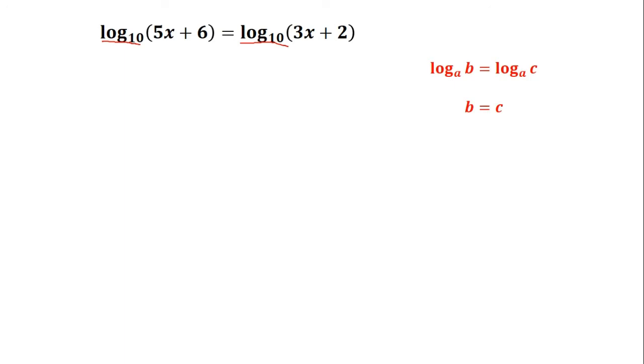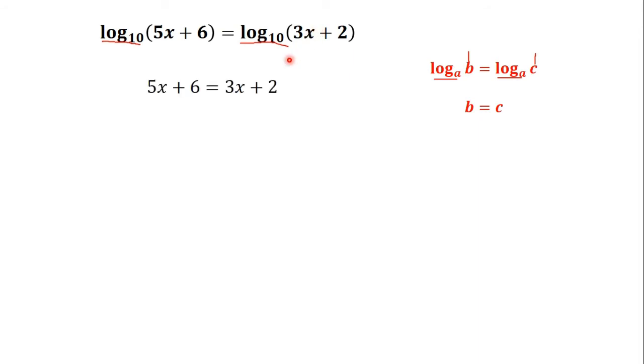So it's like we have log base a here and log base a here. When that happens, what can you do? We can equate the logarithm numbers, so b is equal to c. Now we are going to do the same thing here. Because the base of the logarithm here is 10 and the base of the logarithm here is also 10, we can equate the logarithm number on the left hand side to the logarithm number on the right hand side and solve the resulting equation to obtain x.